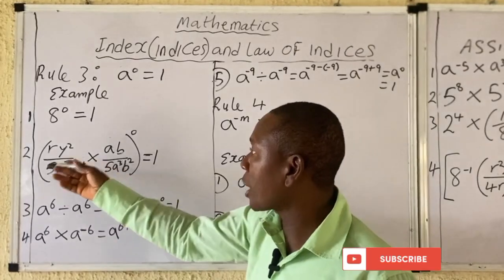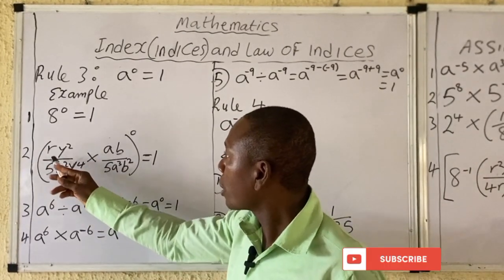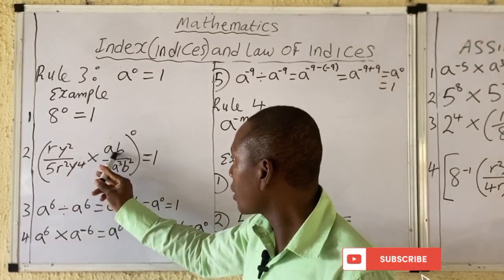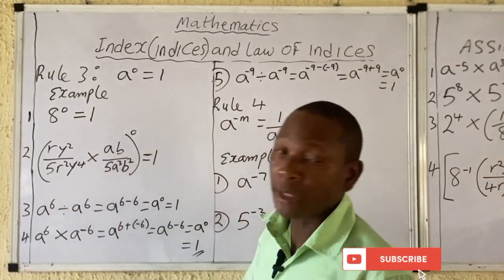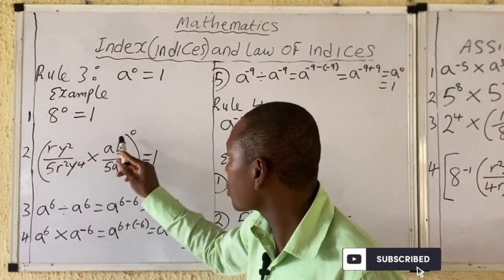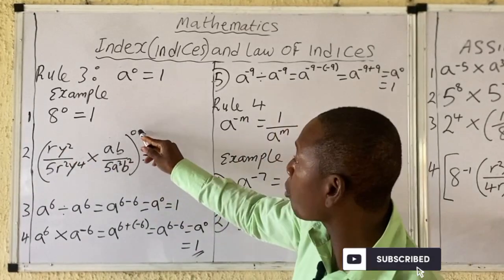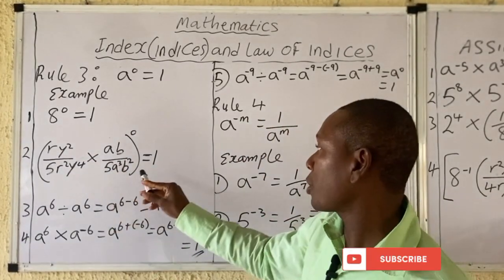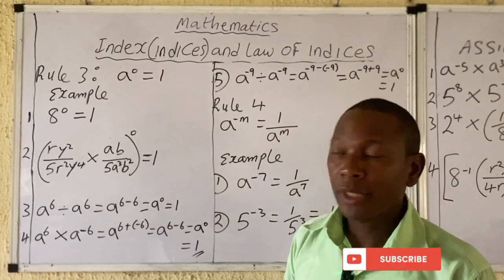So let's now take a look at the second example. Here we have y squared all over this, ab all over this, and all that. Now, take a look, everything is inside the bracket, but raised to the power of 0. Once you see that everything is raised to the power of 0, it is actually what? 1. Please take note of that.